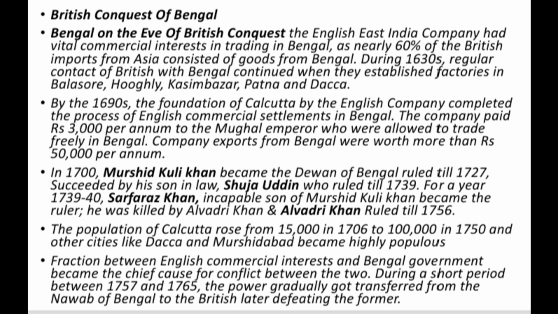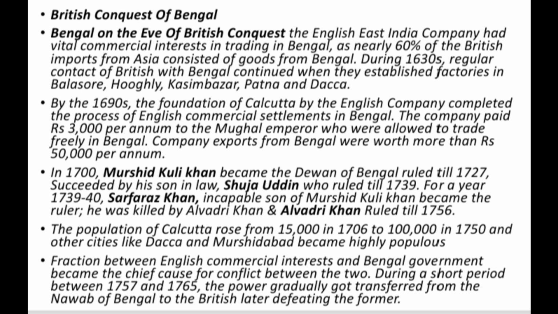British imports from Asia consisted of goods from Bengal during the 1630s. A regular contact of the British with Bengal continued with the established factories in Balasore, Hooghly, Kasim Bazar, Patna and Dhaka. By the 18th century, the foundation of Calcutta by the English Company completed the process of English commercial settlements in Bengal. The company paid a sum of 3,000 per annum to the Mughal Emperor, who allowed them to trade freely in Bengal. In contrast, the company's exports from Bengal were worth more than 50,000 per annum.